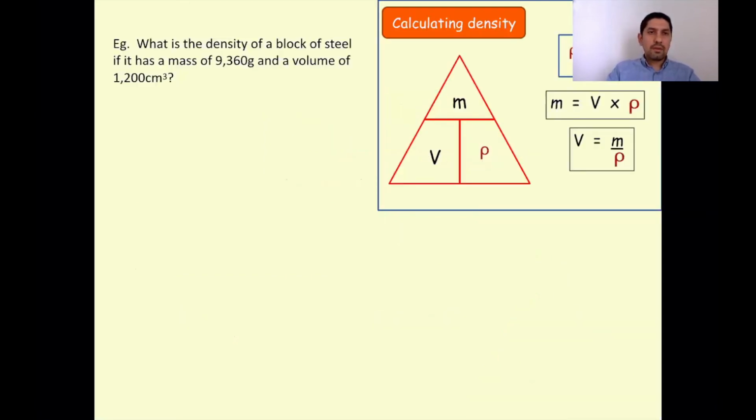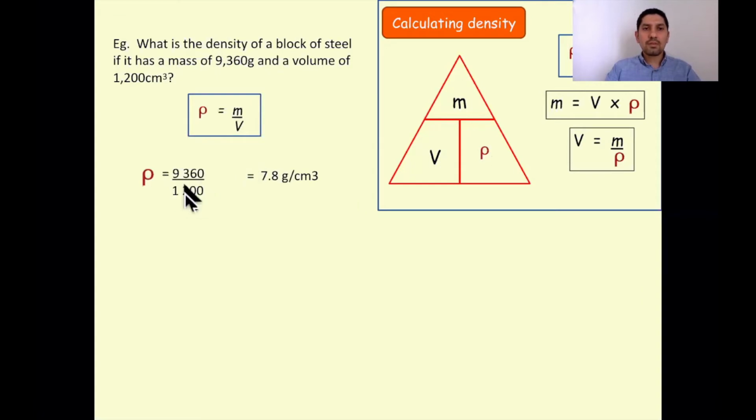Well, we have an example here. What is the density of a block of steel if it has a mass of 9,360 gram and a volume of 1,200 centimeter cube? So what is asked here? Density is asked. What is density? Density is equal to mass over volume. So the mass is 9,360 grams and the volume is 1,200 centimeter cube.